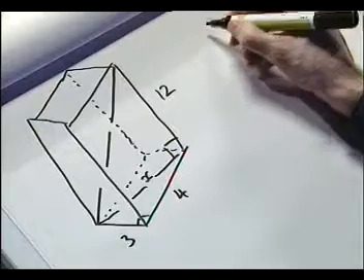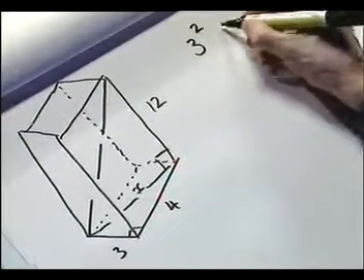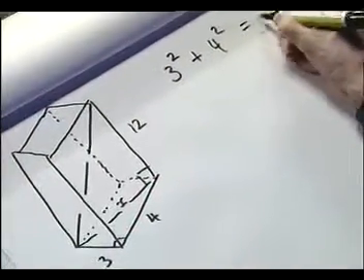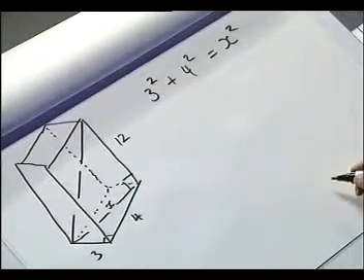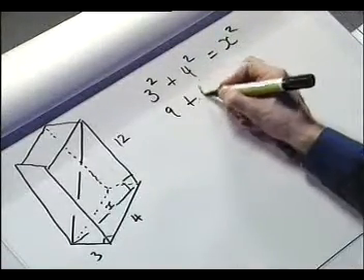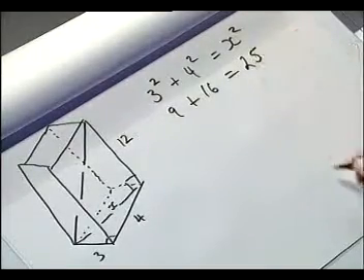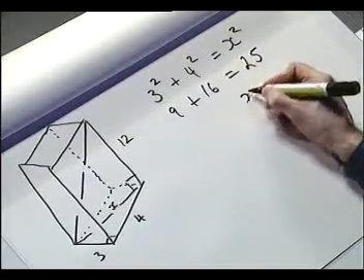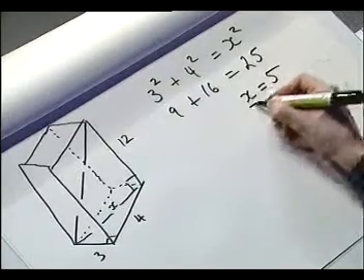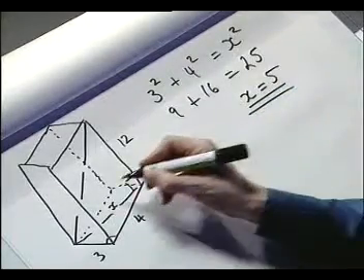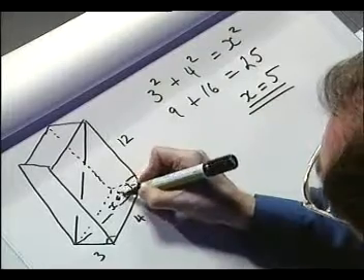Well, Pythagoras tells us that 3 squared plus 4 squared is equal to x squared. So that's 9 plus 16 is 25. And that must mean that x is equal to 5. So we've now got x is 5.